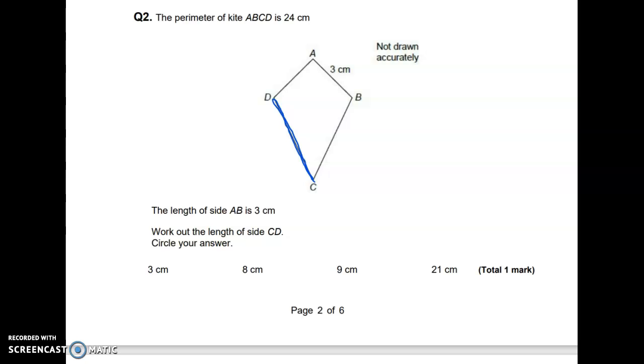So what we do know is if that's 3, this is also 3. So 3 plus 3 gives us 6. So if we do 24 minus 6, we're left with 18. So these two have got to add up to 18. So one of them is going to be 9.